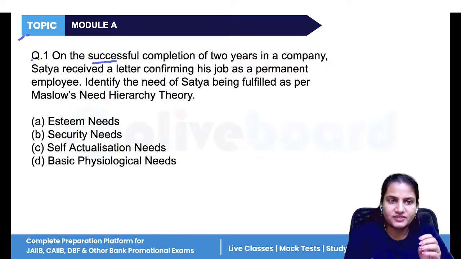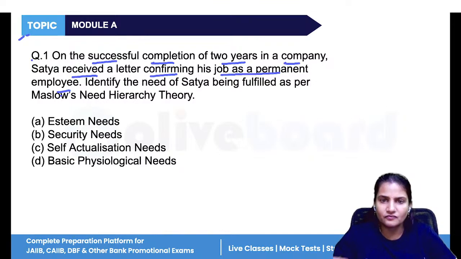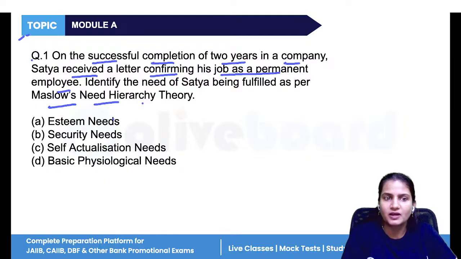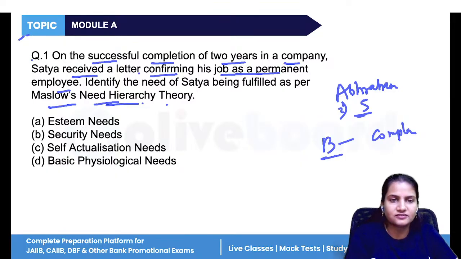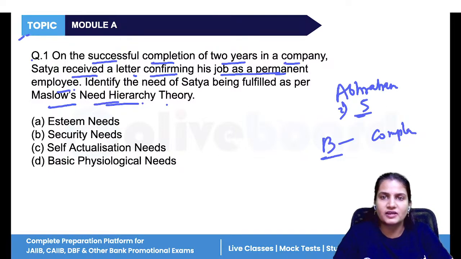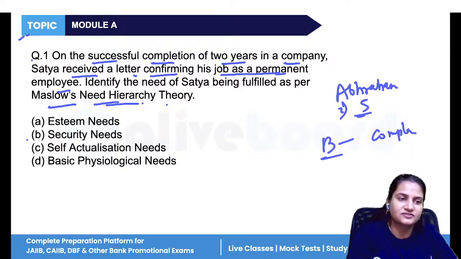Question 1 is: on the successful completion of 2 years in a company, Satya received a letter confirming his job as a permanent employee. Now, we know Maslow's hierarchy of needs theory. Who has given the need hierarchy theory? Abraham Maslow. And Abraham Maslow has given a total of 5 stages, starting from basic to complex. Basic is the physiological stage. Then next is the security stage. So here it says that Satya has received a letter confirming his job as a permanent employee. So now his job is secured. So which level of need has he fulfilled? That is security needs.